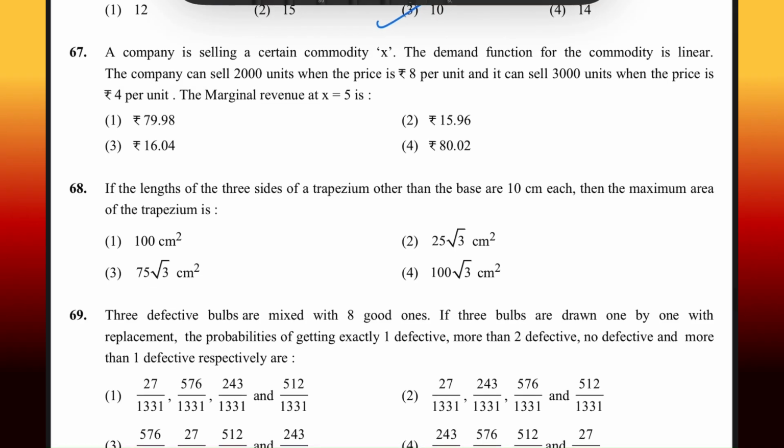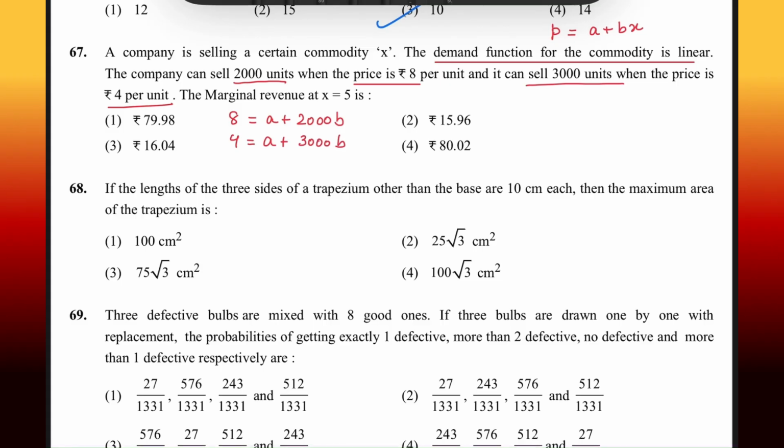Question number 67. A company is selling a certain commodity X. The demand function for the commodity is linear. So let's say the demand function is given by P equals A plus BX. This is a linear function. Then you have the data: 2000 units are sold when the price is 8. So instead of P, I put 8, and instead of X, I put 2000. I get 8 equals A plus 2000 B. And when you sell 3000, the price is 4 per unit, so we get the equation 4 equals A plus 3000 B.